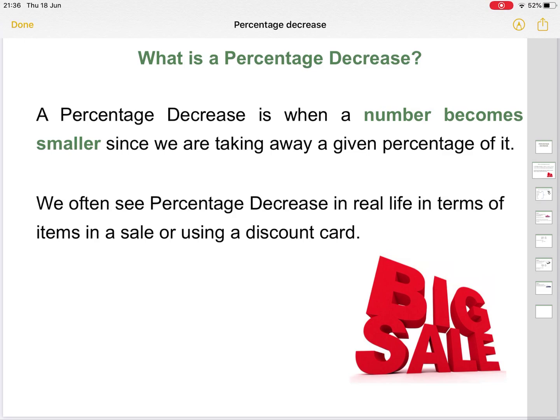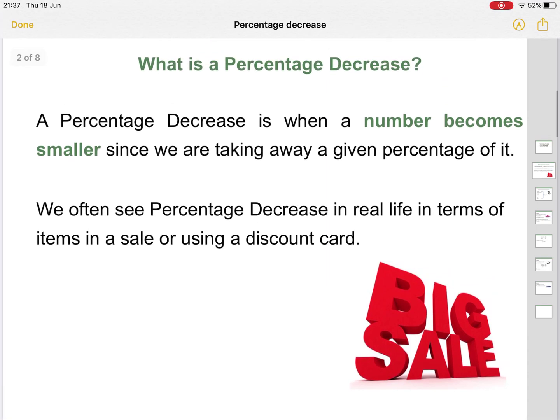A percentage decrease is often encountered in real life situations. For example, in cases of a sale or a discount, right? When you buy a new car and you try to sell it after a few years, you lose from it, and we say that you have made a loss, right? That's a percentage decrease as well. So we encounter percentage decrease a lot in real life, okay?